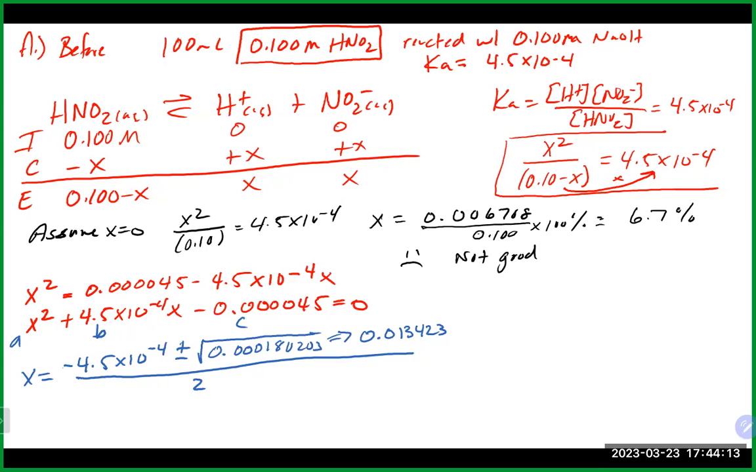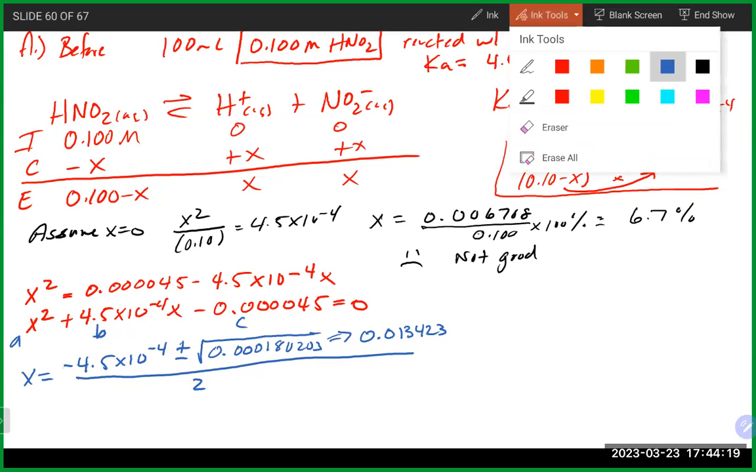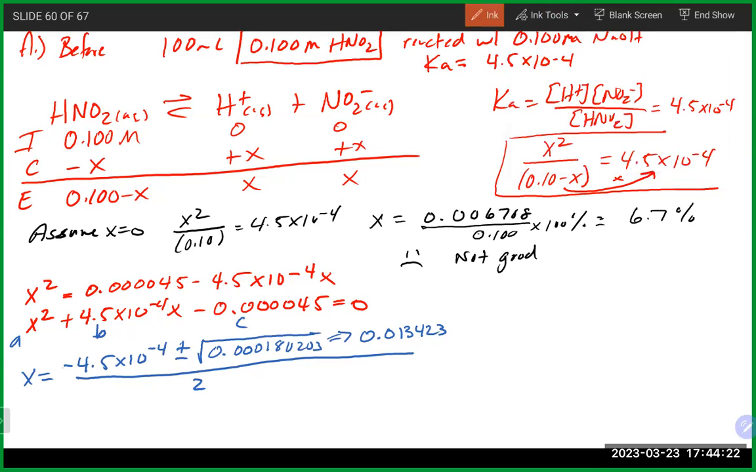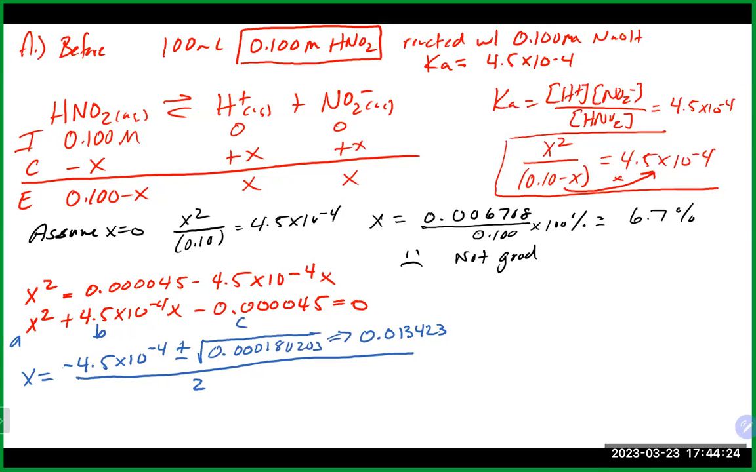All right, so now it's obviously going to give us 2 values for x. Doing the positive one first, taking the minus 4.5 times 10 to the minus 4 plus the 0.01342 will give us an x value of 0.006487. Doing the negative, that's going to give us a negative 0.0069365.